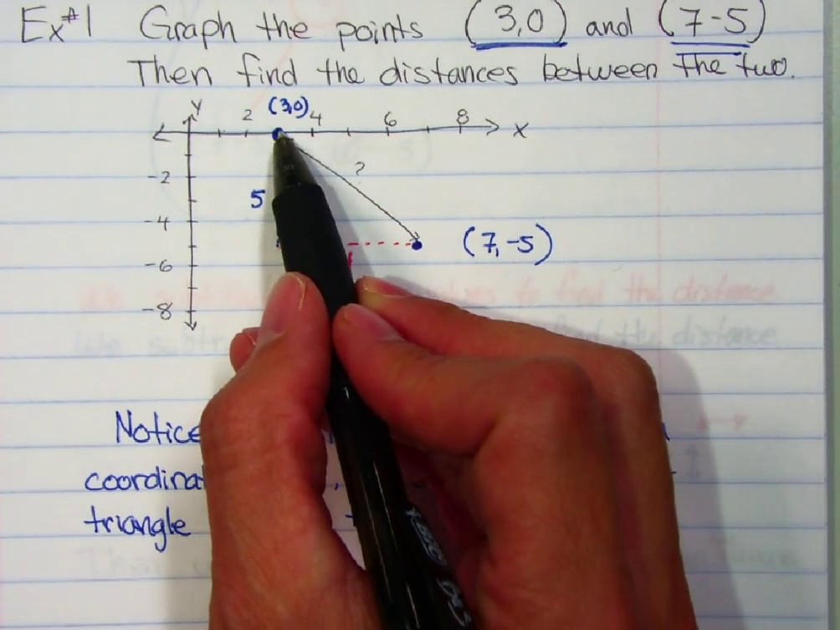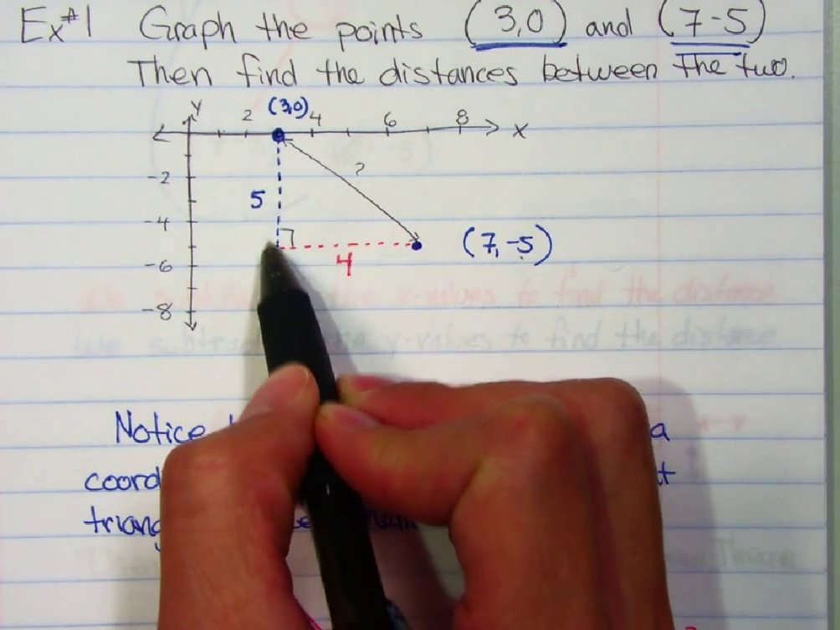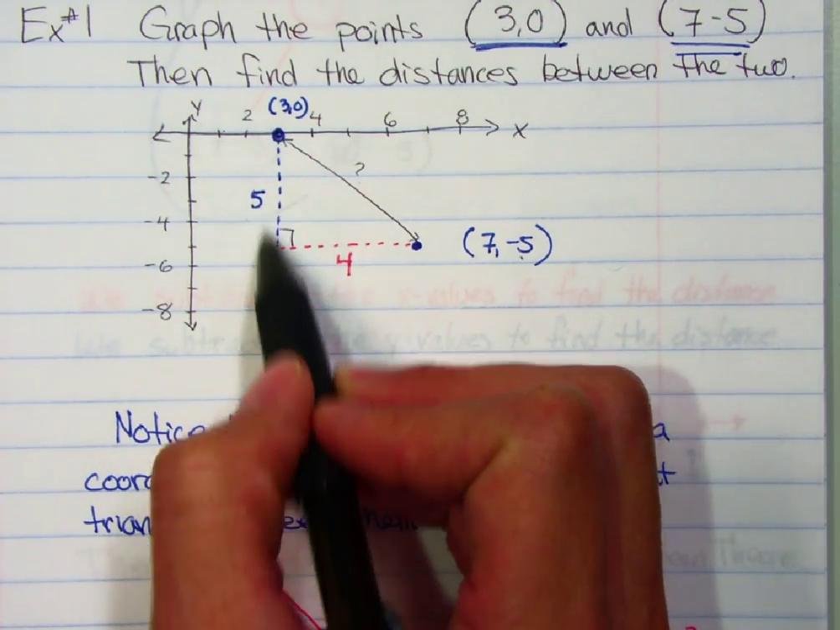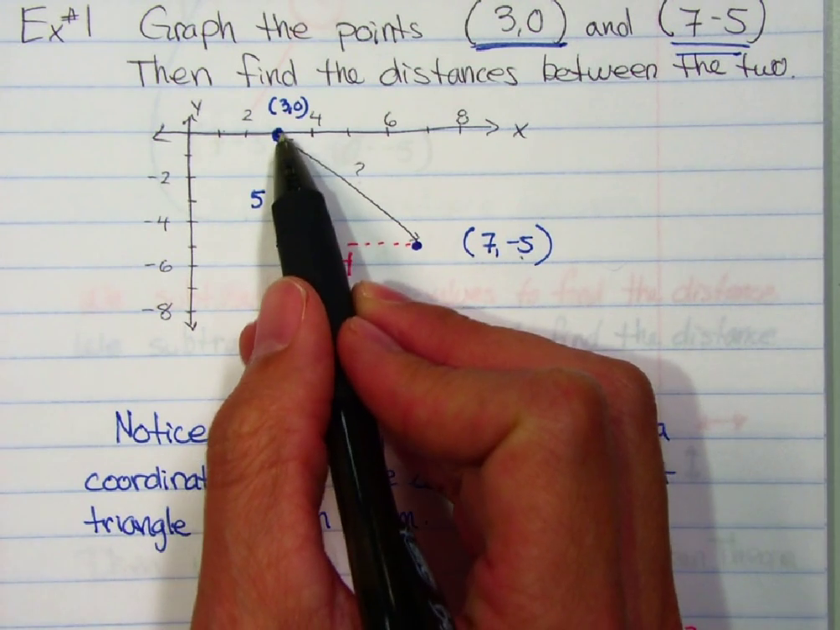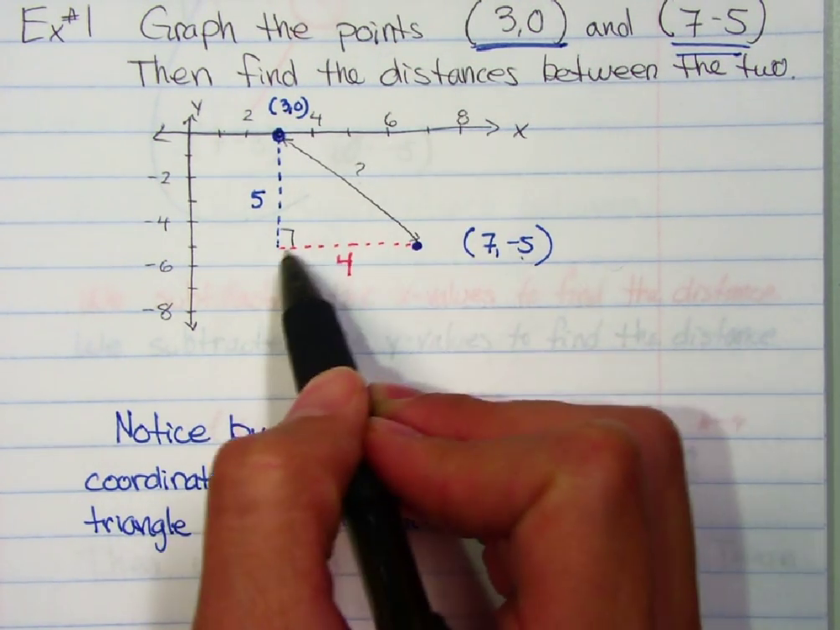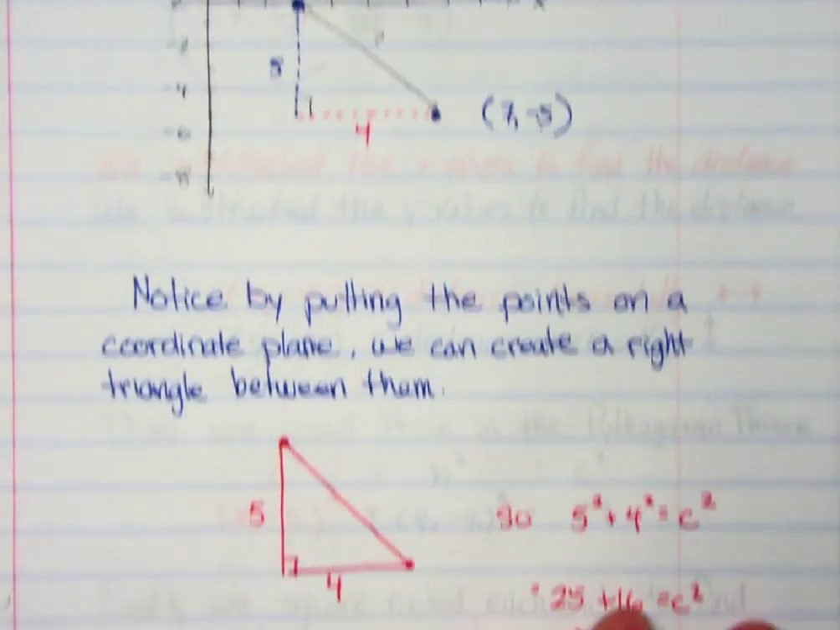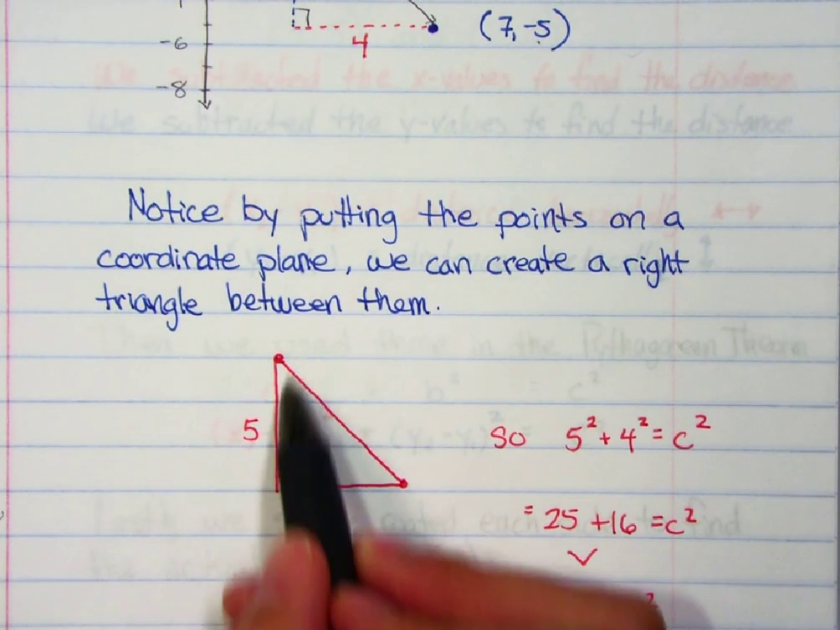I'm basically showing you that we started at 0 and went down to negative 5. So this is a distance of 5. Even though I went down, distance is always positive, so it's 5. And then it started at 3 and went all the way to 7. So 3 to 7, that's a distance of 4. So I have this triangle here that's got 5 this way, 4 this way.